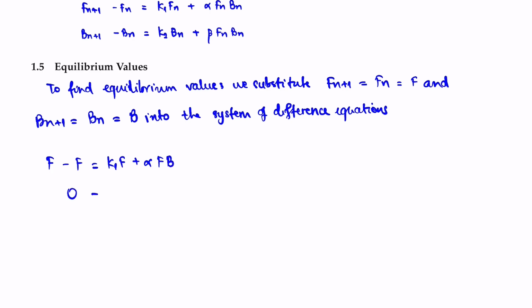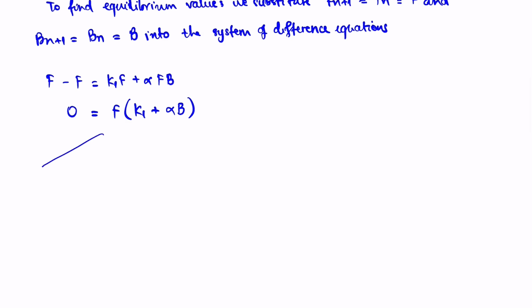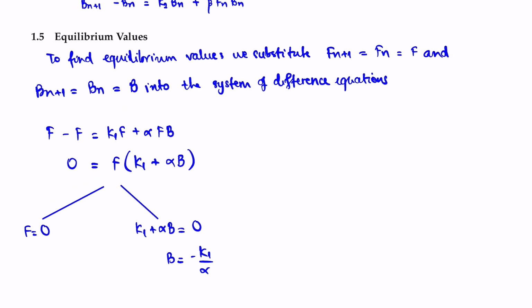And on the right hand side, f is a common factor. You take out f, and you're left with k1 plus alpha times b. And here you get one value that is f equal to 0, or k1 plus alpha times b equal to 0, or b is equal to negative k1 over alpha. It's a negative population at this point. Hold on to that. Okay. Now I'm going to move on to the second equation and see what happened.